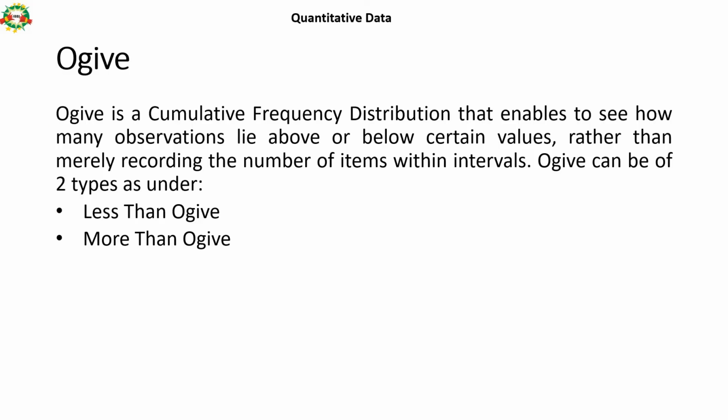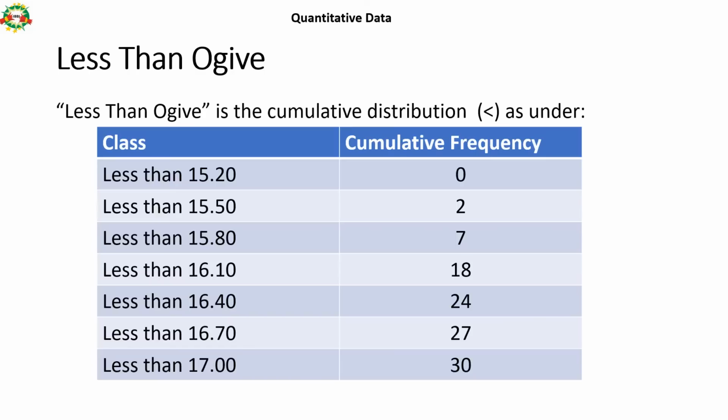Ogive. Ogive is a cumulative frequency distribution that enables us to see how many observations lie above or below certain values, rather than merely recording the number of items within an interval. Ogive can be of two types: less than ogive and more than ogive. So less than ogive is the cumulative distribution, less than, as under.